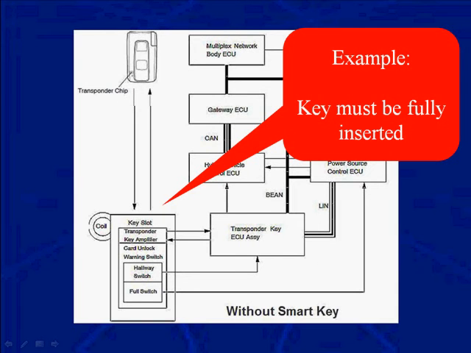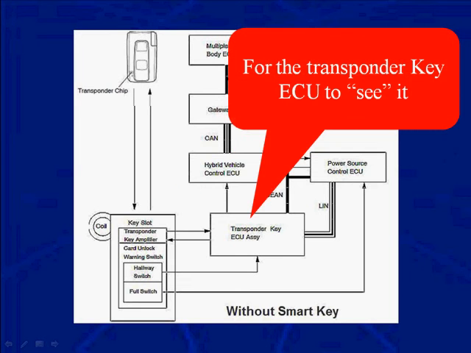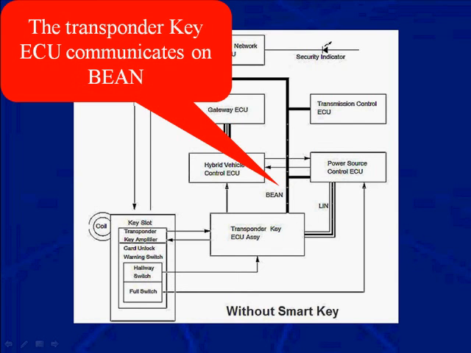Now, here's an example. Over on the left, we're pointing to a key slot. You can see there's different things in there: the transponder, the key amplifier, card unlock, warning switch, halfway switch, full switch. So we're just talking about a rectangular hole in the dash there. Now the key must be fully inserted in there for the transponder key ECU to see it. And that's another computer there.